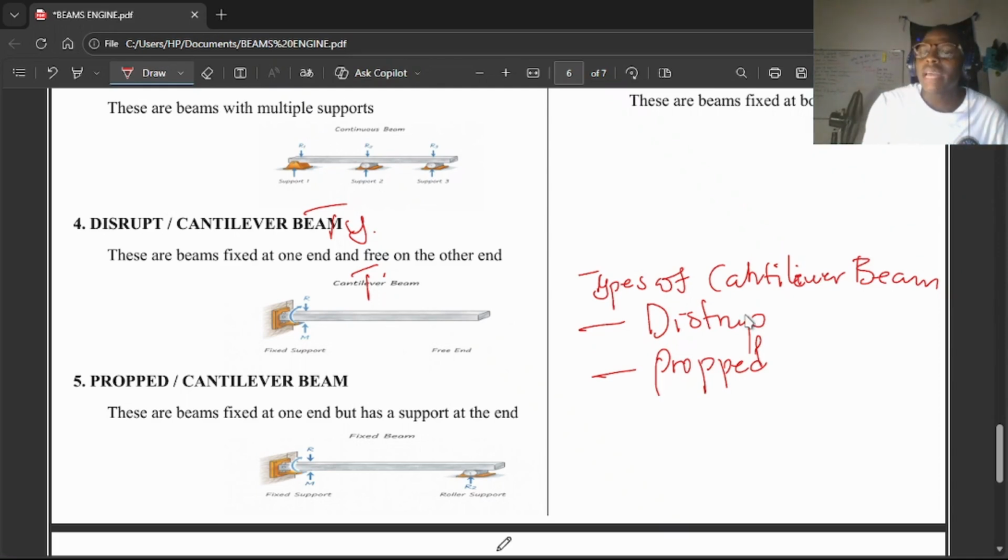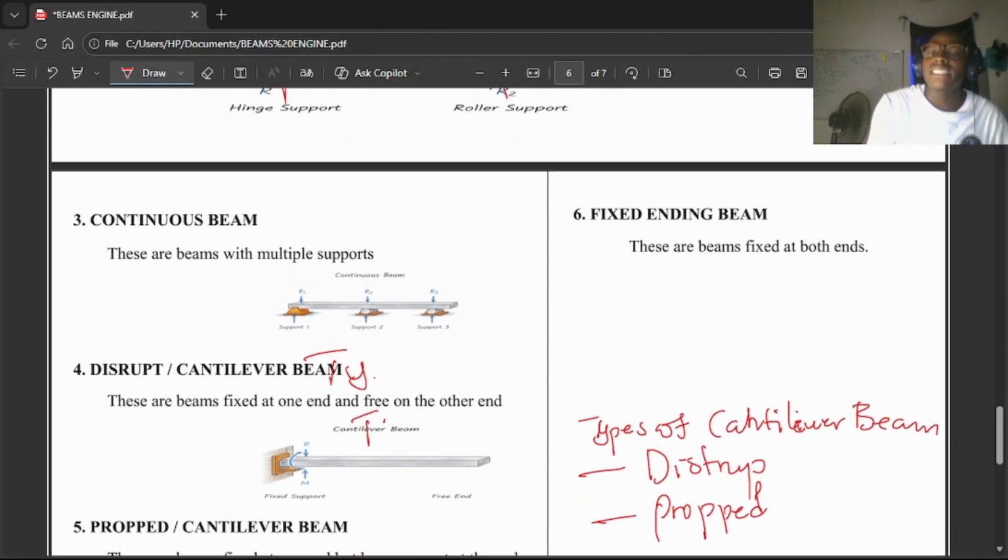Now, what's the next type of beam which you are going to consider here? It is what we call the fixed-ended beam. Now, what's the fixed-ended beam? These are beams fixed at both ends. So basically, let's take this as an example of a fixed beam.